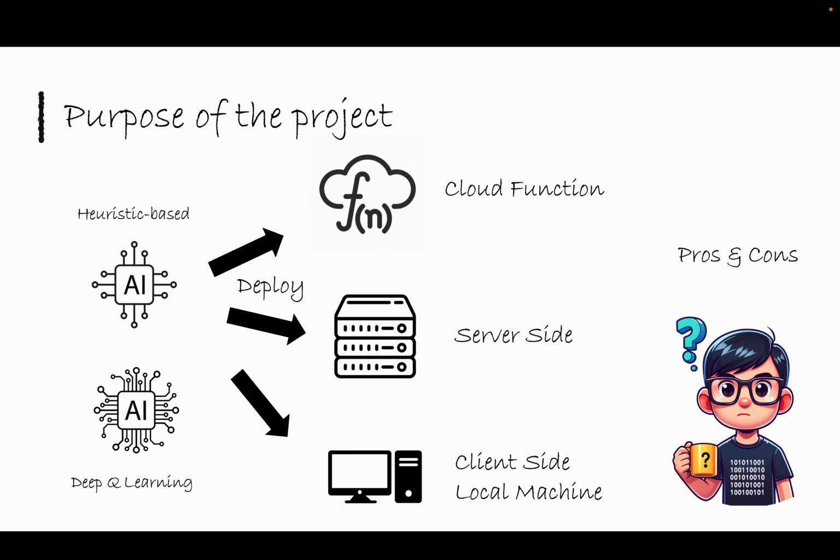For example, here we have heuristic-based AI and also deep learning, and we can deploy them on the cloud function, or on the server side, or on the client side, like the local machine of the user. So what are the pros and cons of different combinations of these methods? That's what we want to investigate.